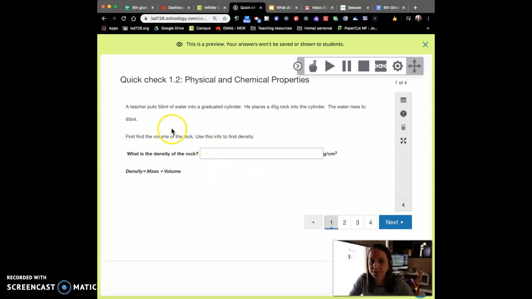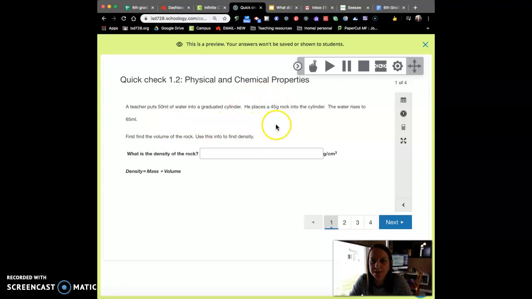Okay, so the first thing we're going to be finding is the volume of the rock. We know that we start with 50 milliliters and the water rises to 65 milliliters. So to find the volume of the rock, we just look and see how much the water rose. That's called water displacement. If we started at 50 and rose to 65, we know the volume is going to be 15 milliliters. So I would jot that down on my paper.